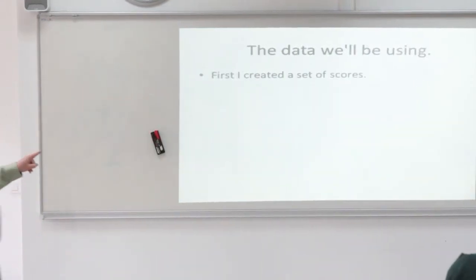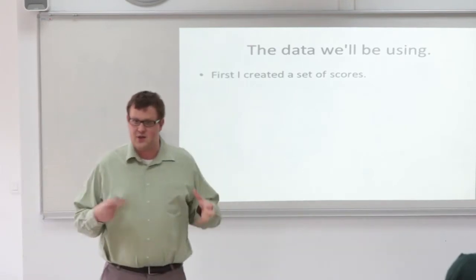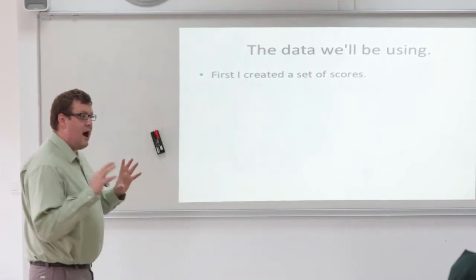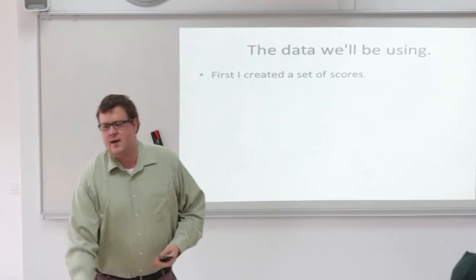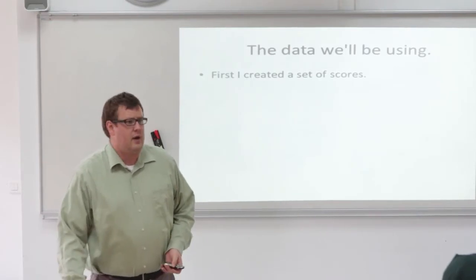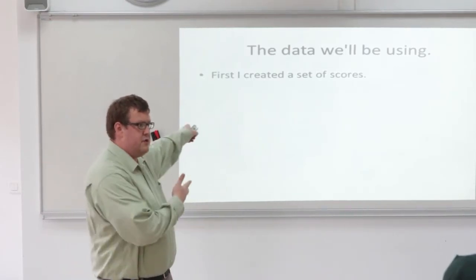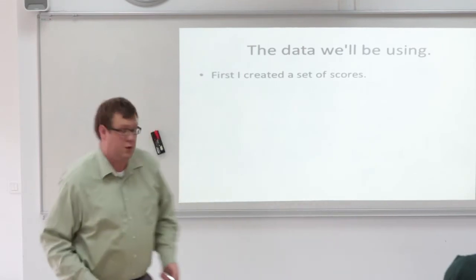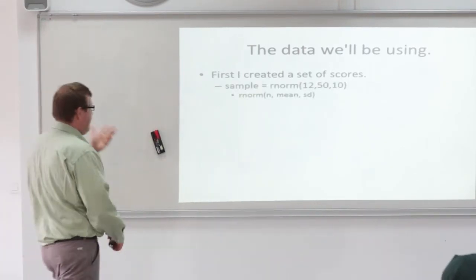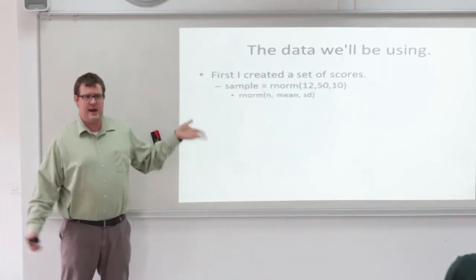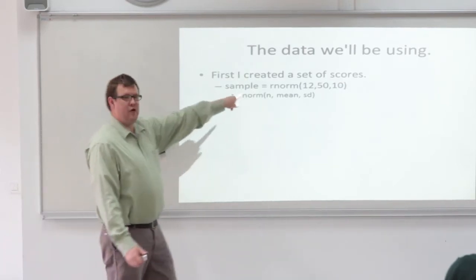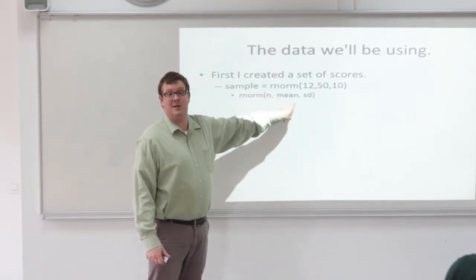So the data that we're going to be using, I created a set of scores in R. And I'm posting the scores online so that way you guys can download them and go through the examples yourself if you want to. So I created my first sample. I took a random sample, rnorm. The population is normally distributed.